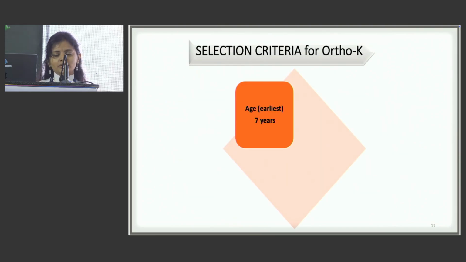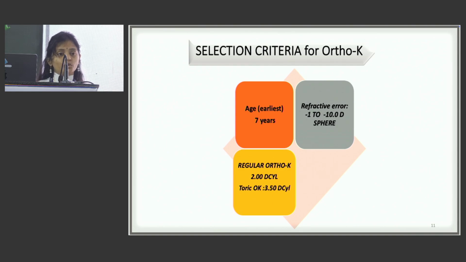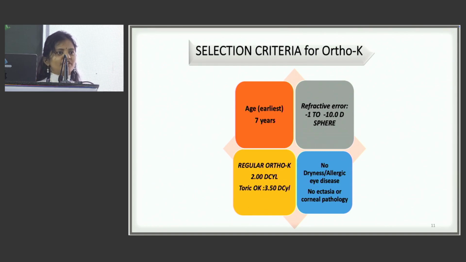Selection criteria in our practice: the child has to be at least about 7 years. The youngest child that we have on ortho-K lenses is about 8 years old. Again, the child has to be very compliant. The refractive error that it can correct is up to 10 diopter of sphere and up to 2 diopter of cylinder in case of normal ortho-K lenses, whereas the toric ortho-K lenses can correct up to 3.5 cylinders. Of course, there should be no surface pathology like dryness, allergic eye disease. There should be no ectasia or no thinning of the cornea or no suspicion of any corneal pathology.